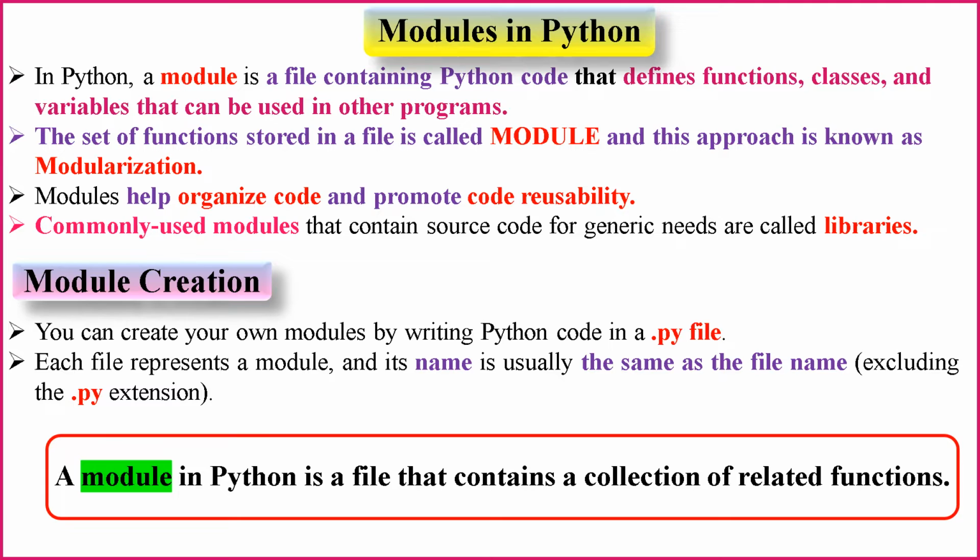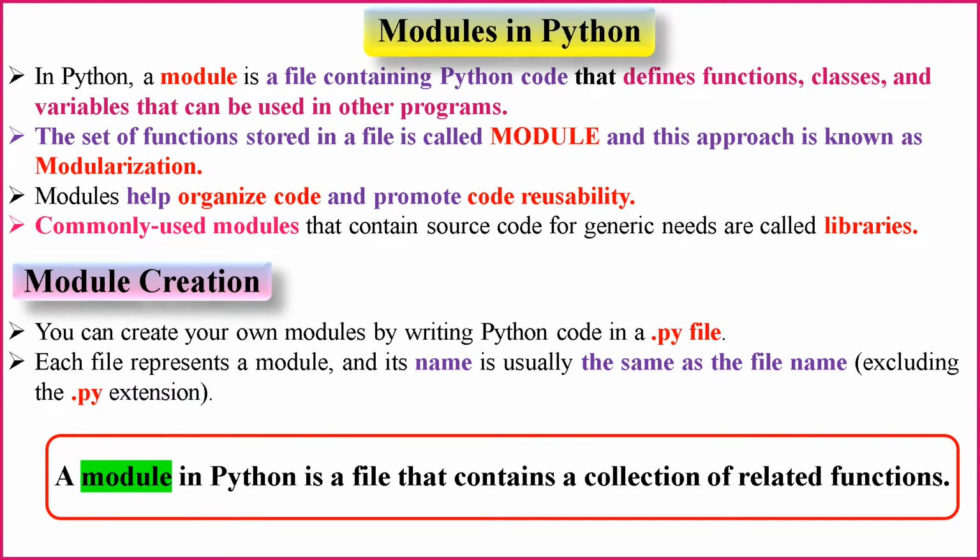In Python, a module is a file containing Python code that defines functions, classes, and variables that can be used in other programs. The set of functions stored in a file is called a module, and this approach is known as modularization. Modules help organize code and promote code reusability. They allow you to break your program into smaller, more manageable parts. Commonly used modules that contain source code for generic needs are called libraries.